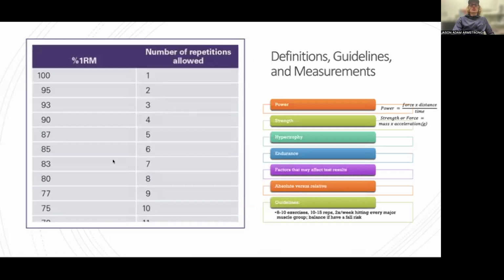So then what are we actually measuring? Again, we've got four different aspects of muscular fitness that we're going to talk about. For power, power is force times distance over time. So it's the muscle's ability to exert force per unit time.